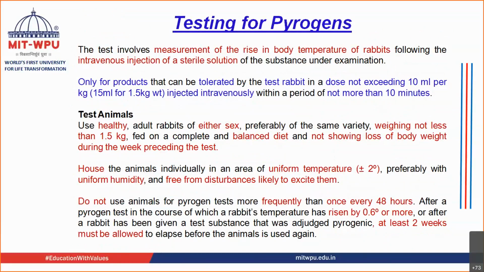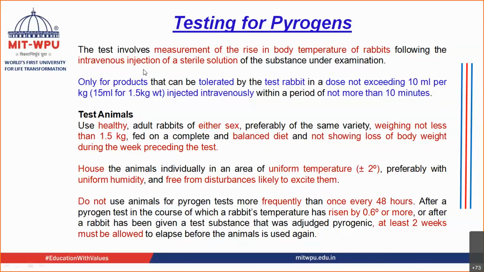Second thing that you want from your product is they should be free from pyrogens, isn't it? They should be sterile also. At the same time, they should not contain any byproducts which may cause an increase in body temperature. What are pyrogens? Pyrogens are the byproducts which increase the body temperature. So you want your products to be free from pyrogen also. Hence you carry out the test for pyrogens.